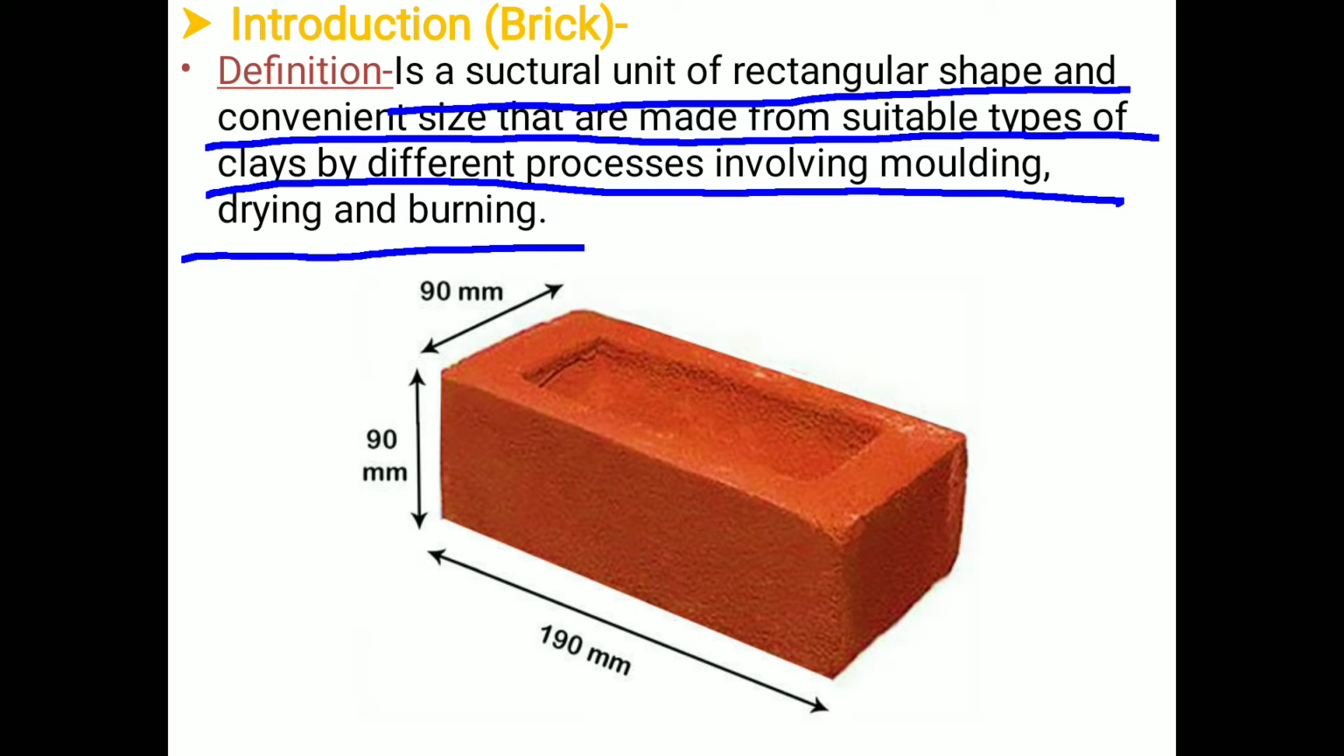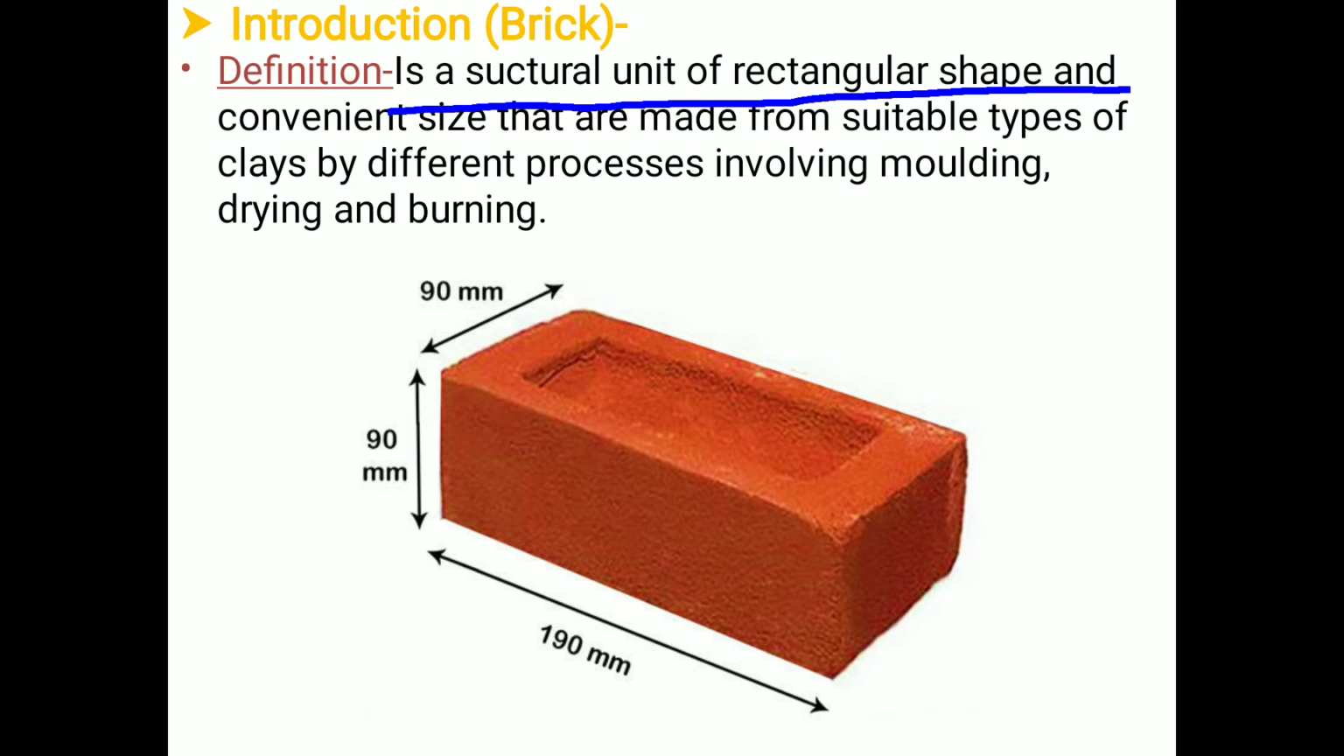As per the definition, a brick is a structural unit. Remember that there is a difference between the structural unit and the structural material. By using different structural materials, we can produce the structural unit. This is the structural unit of rectangular shape. All of you know that the shape of the brick is rectangular and it has specific dimensions. The dimensions of the bricks are fixed and it is made up of a suitable type of clay. Remember that for the manufacturing of the brick, we require a suitable type of clay.